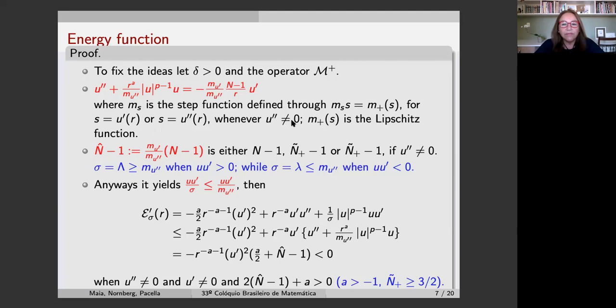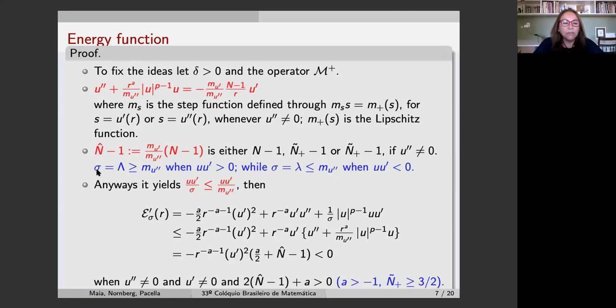Whenever u double prime is different from 0, we know from the expression of M plus of s before that it's a Lipschitz function. N hat minus 1 is going to be defined by this dimension-like number that appears in the equation. In either case, it's going to be n minus 1, n tilde plus minus 1, or n tilde minus minus 1, if u double prime is different from 0.